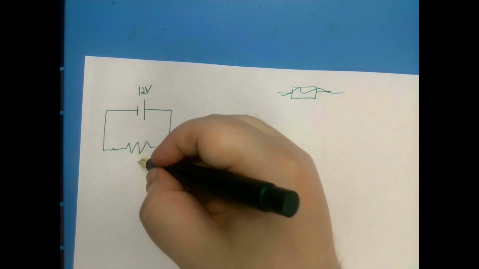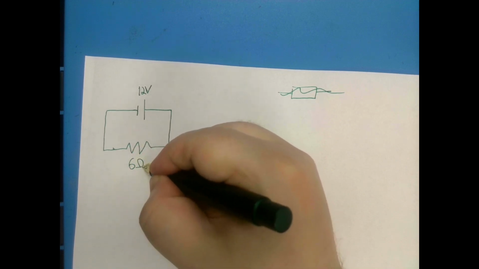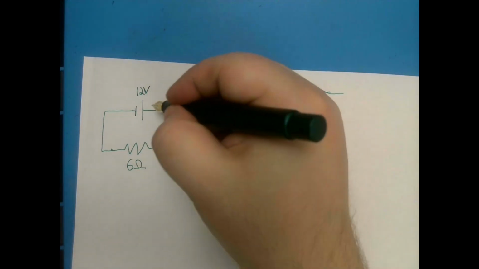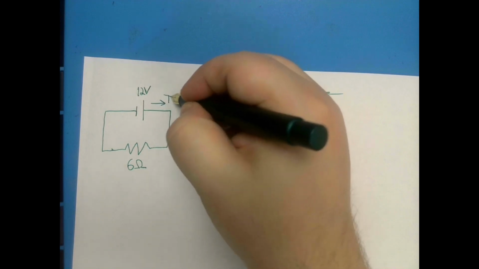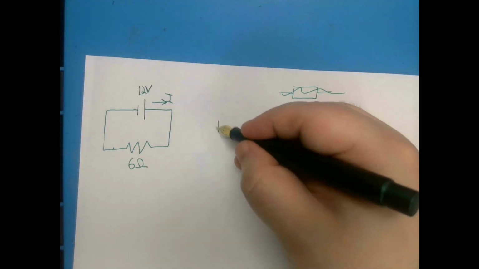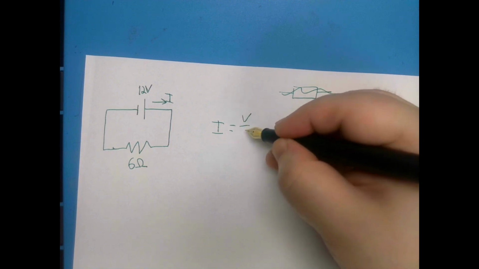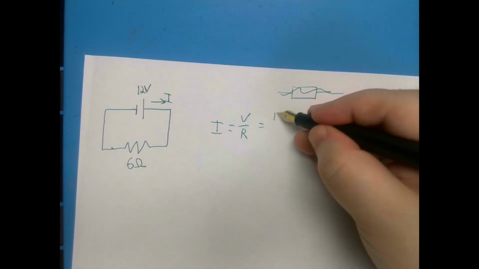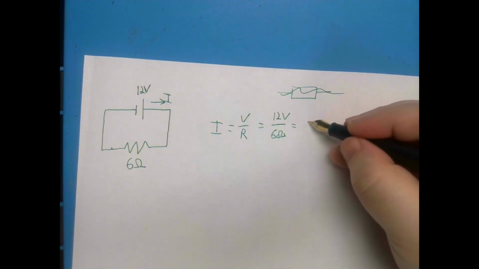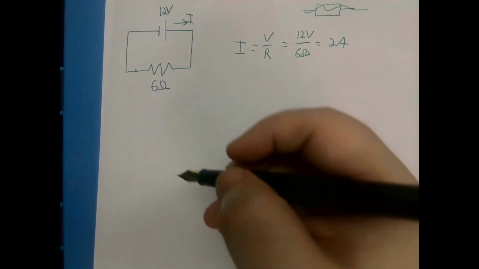Let's make this 6 ohms. What is the current coming out of this battery? So current will come out of this side. So current is equal to voltage over resistance. That'd be 12 volts divided by 6 ohms. And that would be 2 amps.